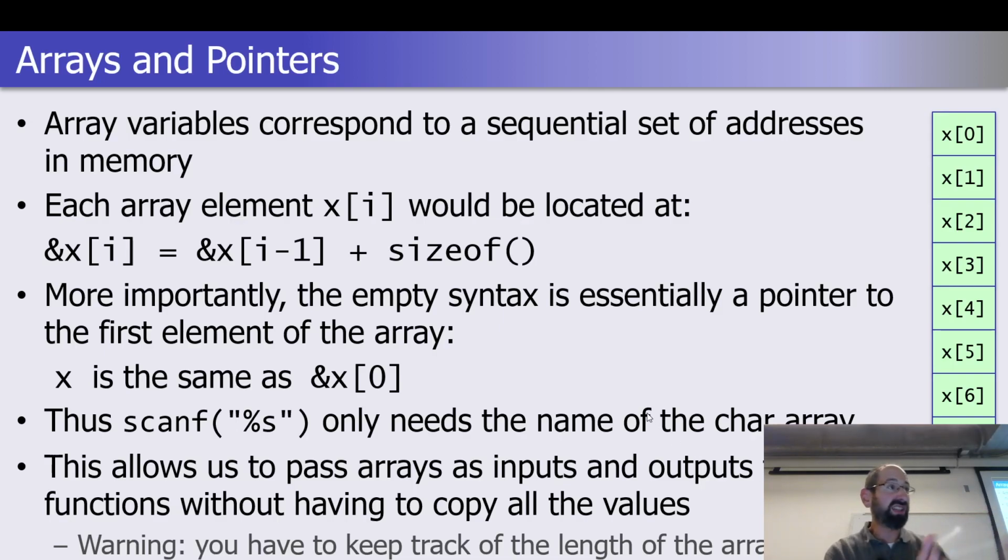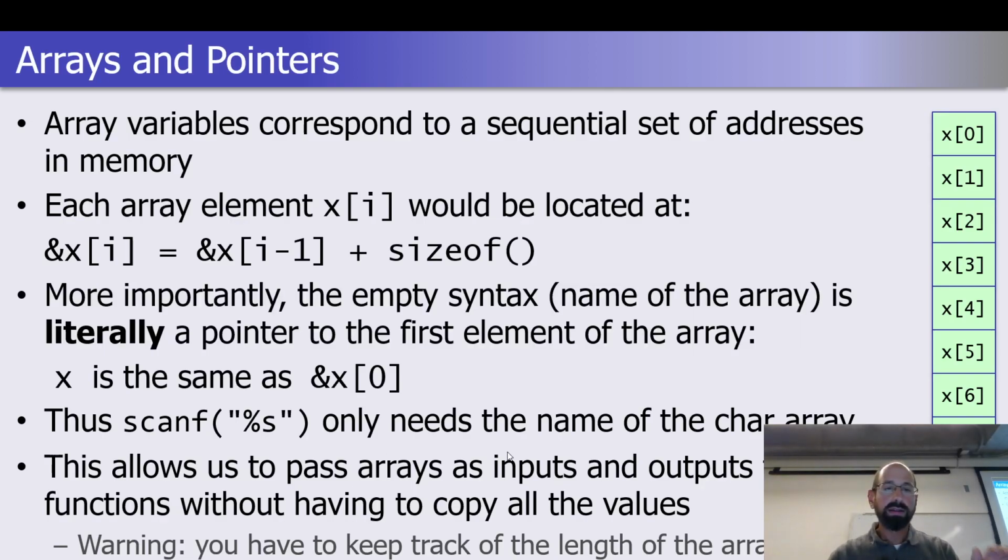More importantly for our discussion of pointers this week, the empty array name syntax, where I just use X in my program versus X of something, is literally a pointer to the first element of that array. That is just part of the C specification. We've been using it without realizing it all semester, but now we can look back at our scanfs and understand what is happening here. It's literally a pointer to the first element of the array.